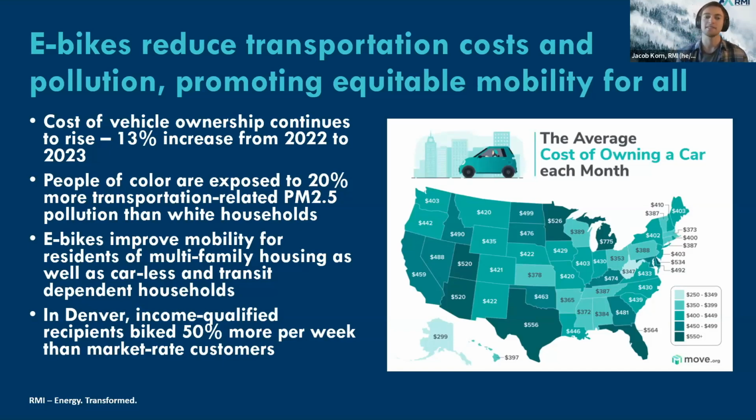And then getting at this access argument in Denver through the survey that I mentioned on the previous slide, we saw that income qualified recipients simply biked more per week, and significantly more, with 50% more miles being traveled than the market rate customers in the program. This is significant in that it gives us some evidence to see that folks who may not have as reliable transportation options are able to use e-bikes to really fill gaps that they have, whether it be from inadequate transit or not consistent access to a vehicle at home.